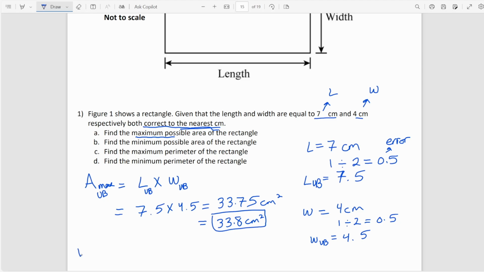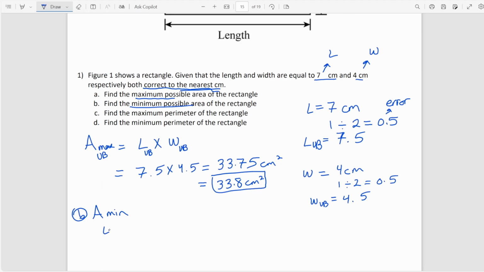Okay, part B. Find the minimum possible area of the rectangle. So we want the A min, or the lower bound of A. Now the rule doesn't change, it's still length times width. However, this time you want the minimum, or the lower bound. Again, this is a multiplication. To achieve the lower bound of a multiplication, we'd want the lower bound over here and the lower bound over here.